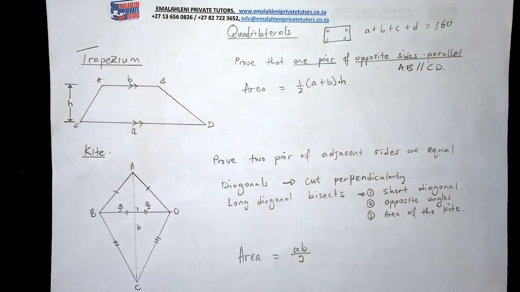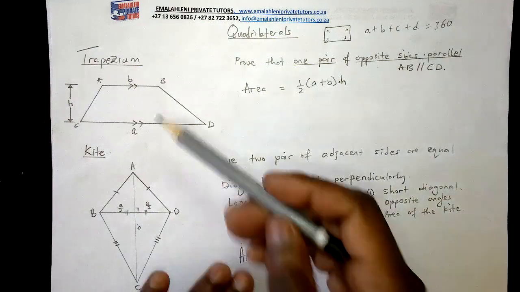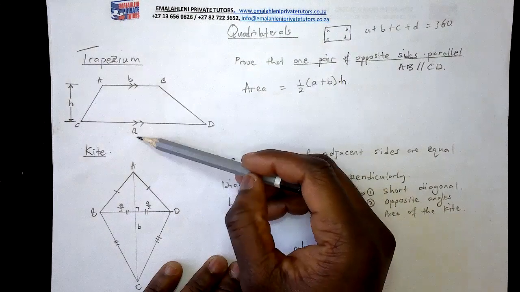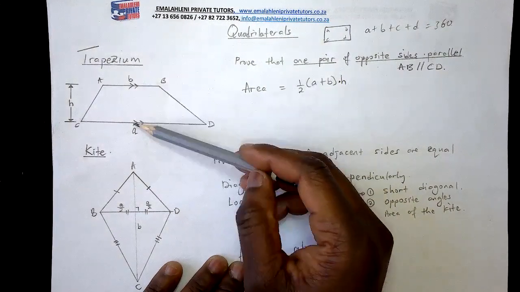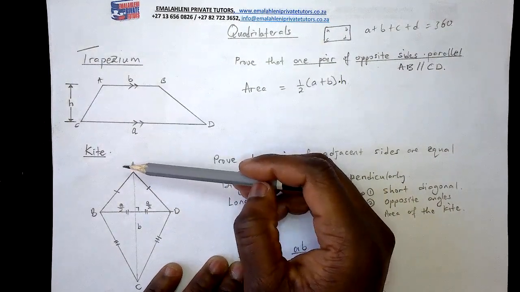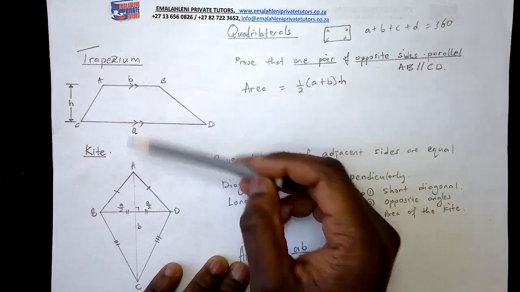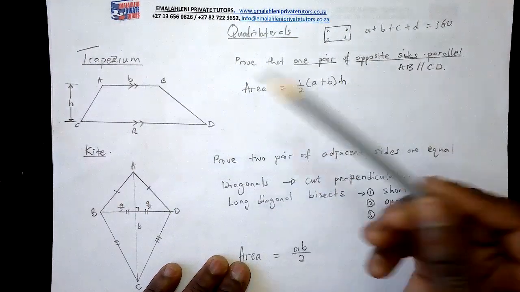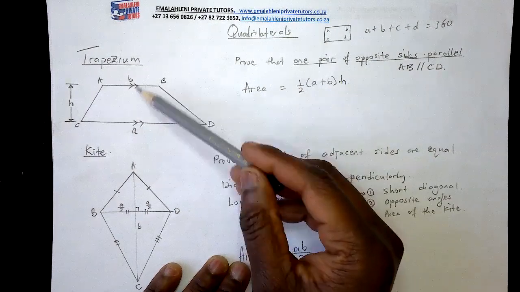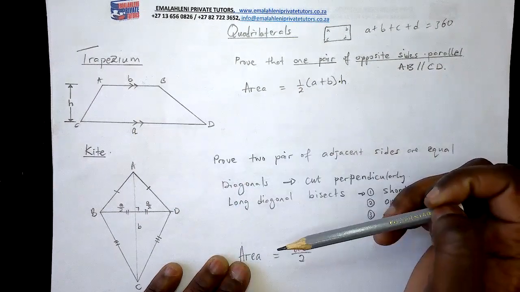Now, then we move on to different quadrilaterals. We've got trapezium, we've got kite, and we also look into parallelograms. Now, trapezium, we've got one pair of opposite sides which are parallel. So these two are parallel, and you must always remember that. So one pair of opposite sides is actually parallel.